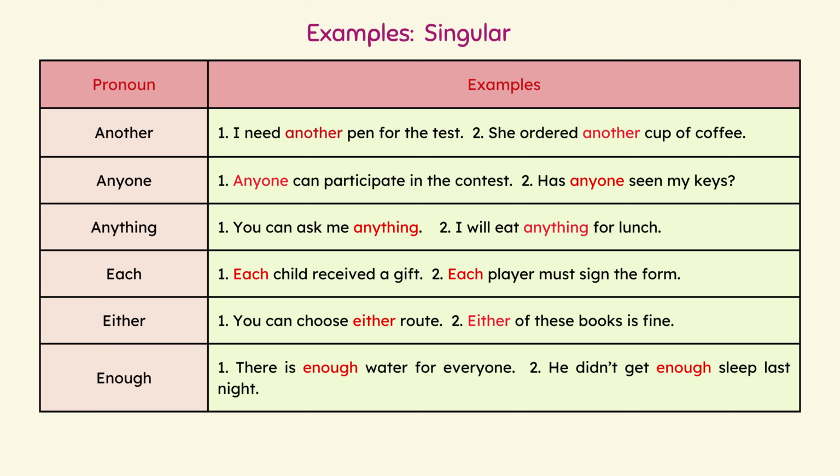Either. You can choose either route. Either of these books is fine. Either means one out of two options. Enough. There is enough water for everyone. He didn't get enough sleep last night. Here, enough means the required amount, and it is treated as singular.